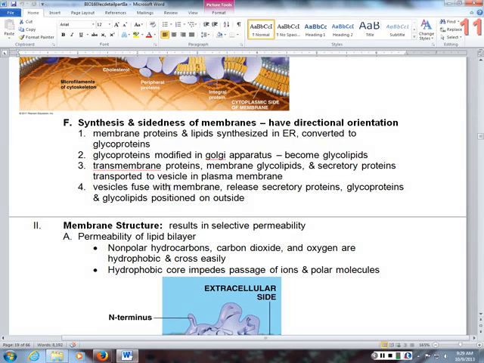Then they will fuse with the membrane, and it releases the secretory proteins and the glycoproteins to get positioned on the outside. So if you've got this fluid mosaic model, basically you can just spew those new parts in there, just like throwing a few more of those balls into your pool triangle that you're setting up.